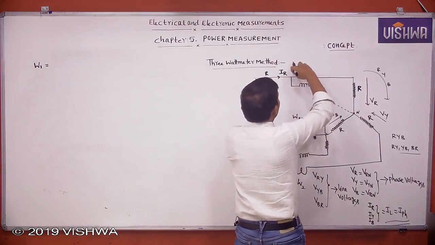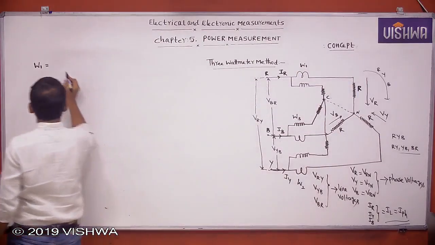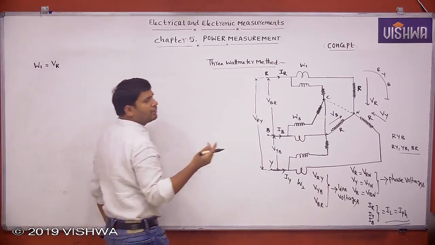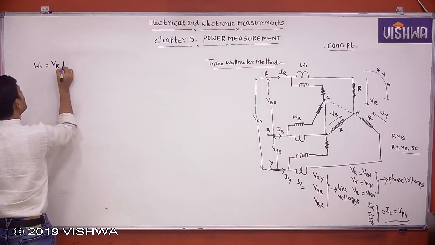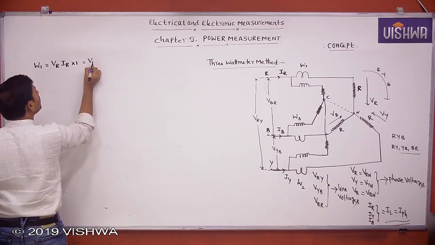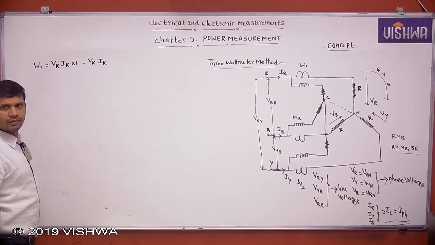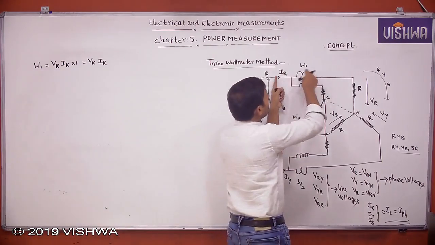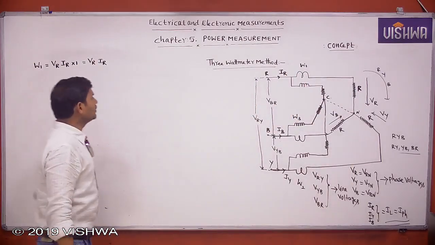What does the pressure coil measure? The pressure coil measures only this voltage, VR. What does the current coil measure? The current coil measures IR, into power factor. Power factor is unity because of resistive load. So W1 is VR into IR, that is pressure coil reading into current coil reading into power factor.